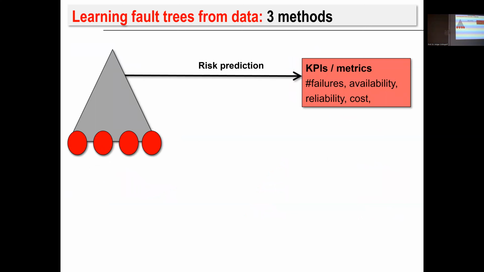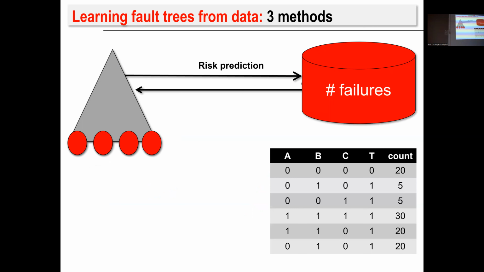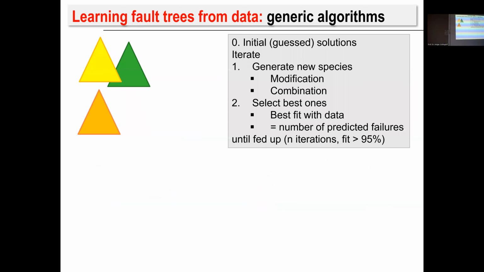Anyways, let me just mention that we also work on methods for learning fault trees from data. Normally you have a fault tree and you compute risk and reliability. Here we have data and we construct the fault tree from data, and we do this especially with genetic algorithms.